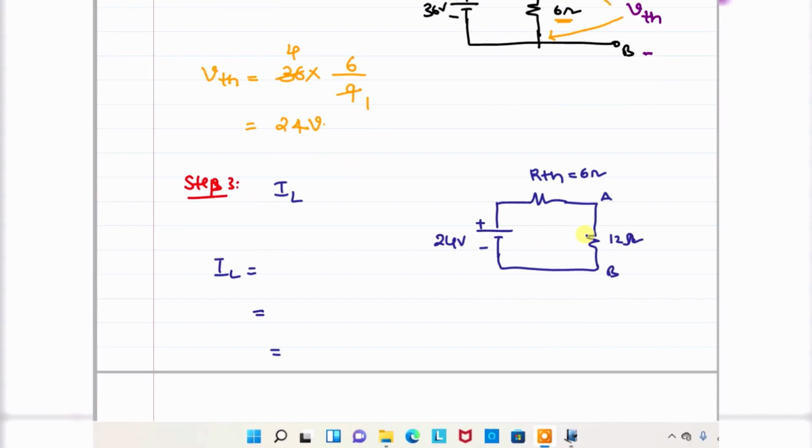These are the A and VTH. The formula here is VTH divided by RTH plus RL. That is the current flowing through the load resistance. So that is equal to 24 divided by 6 plus 12, which is equivalent to 1.33 amperes. This is the final result.